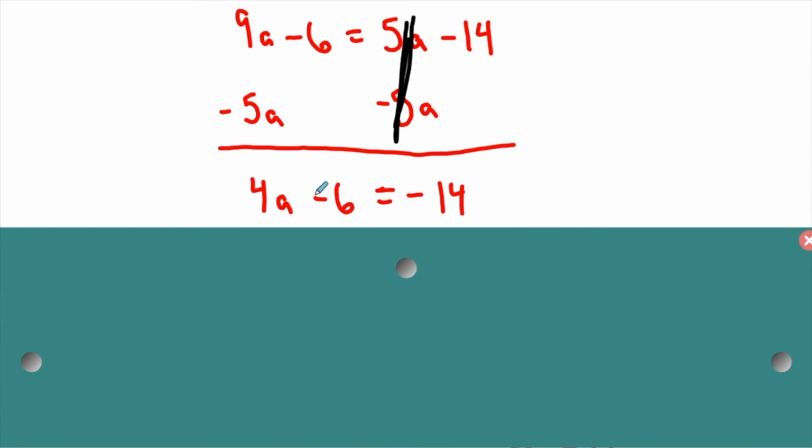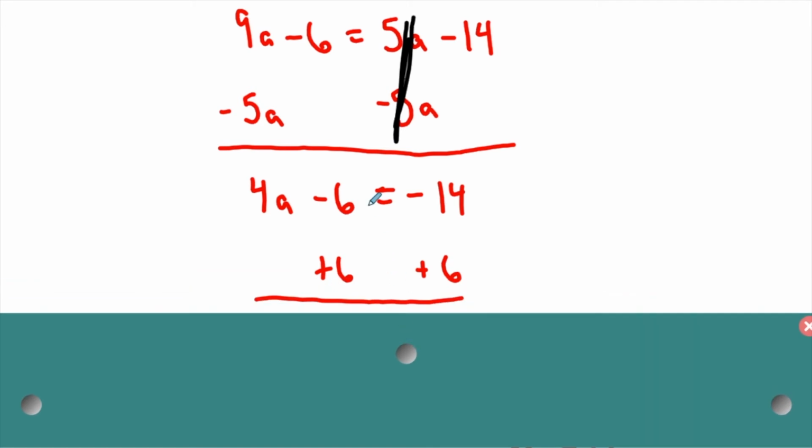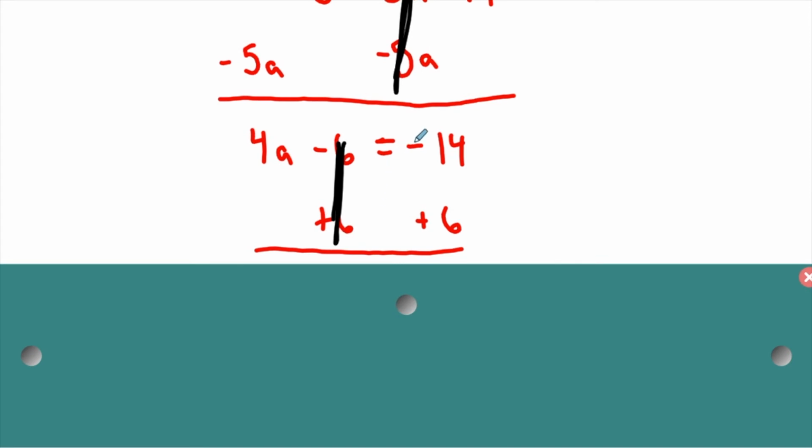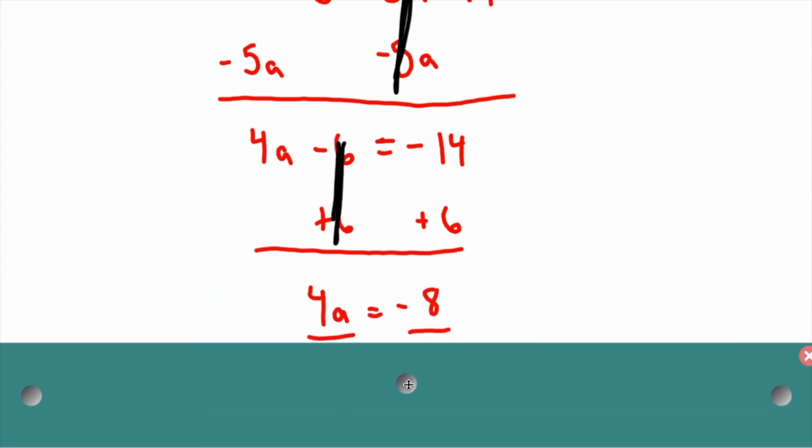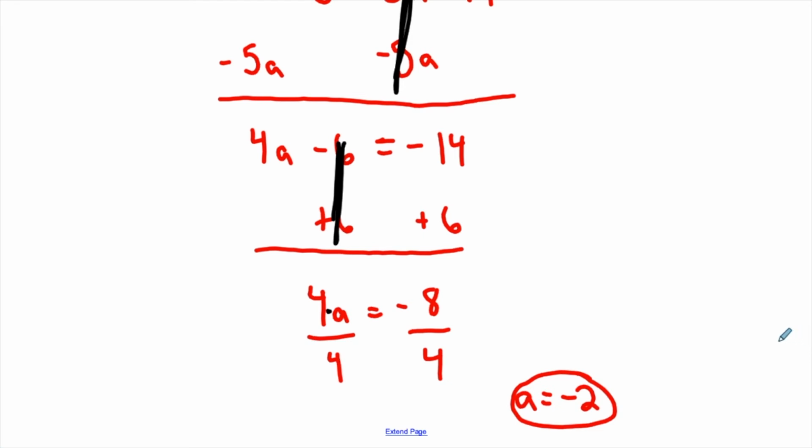Now, our next step, we need to move this negative 6. So right now it's a negative or a minus 6. So we're going to do the opposite and add 6. Negative 6 plus 6 is 0, they cancel out. Negative 14 plus 6 is negative 8. And now we need to move the 4, not the 4a, just move the 4. So this is being multiplied, we do the opposite and divide. Now I want to back up a step here after I finish this. Negative 8 divided by 4 is negative 2 for the final answer.